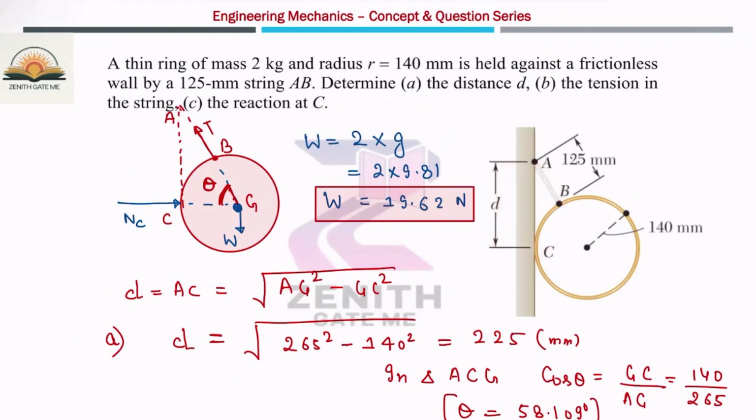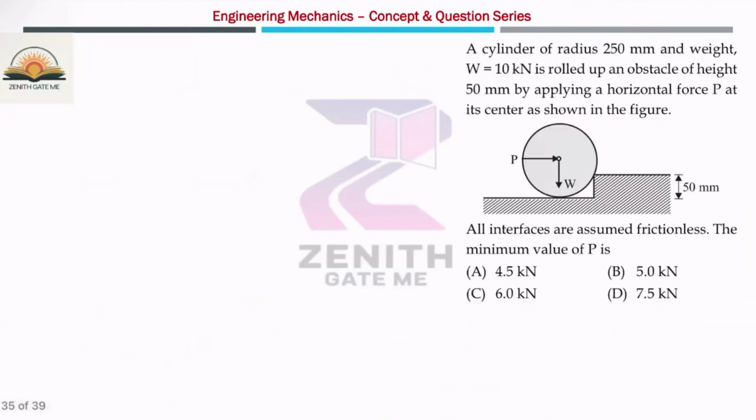Now move to the next question. A cylinder of radius 250 mm and weight 10 kilonewton is rolled up an obstacle of height 50 mm by applying a horizontal force acting at the center. All interfaces are assumed to be frictionless, and the minimum value of P is required. Some of the problems I have discussed were already asked in the GATE exam. Now again, you have to draw the free body diagram.